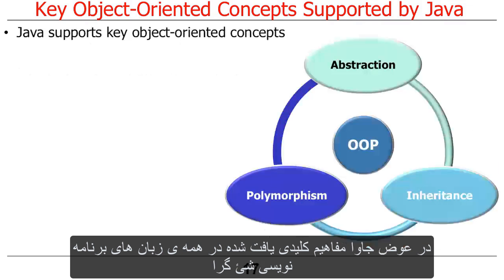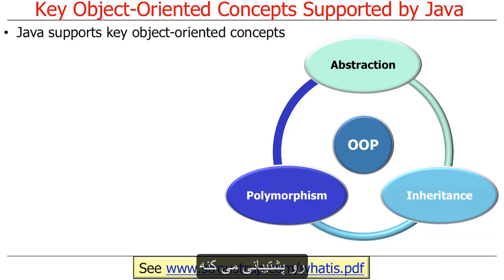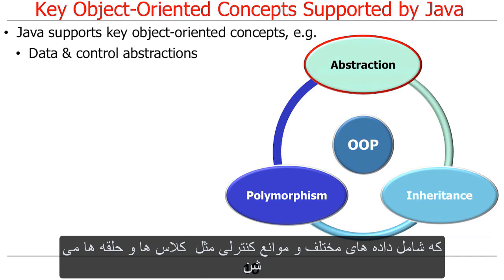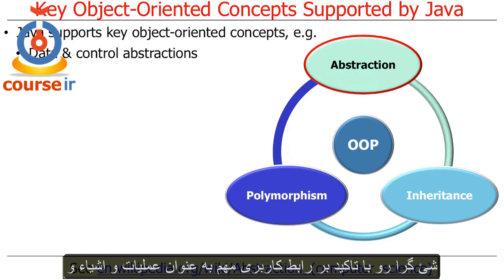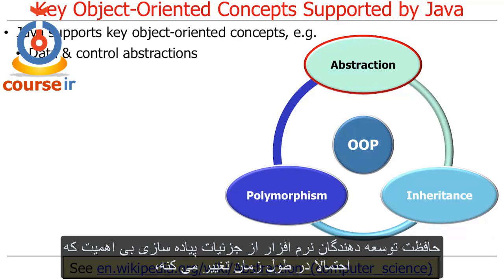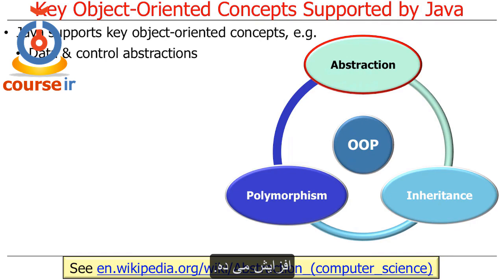Instead, Java supports key concepts found in all object-oriented programming languages, including various data and control abstractions, such as classes and loops. These abstractions enhance the modularity and clarity of object-oriented app software by emphasizing important interfaces and operations and objects, and shielding app developers from unimportant implementation details that are likely to change over time.